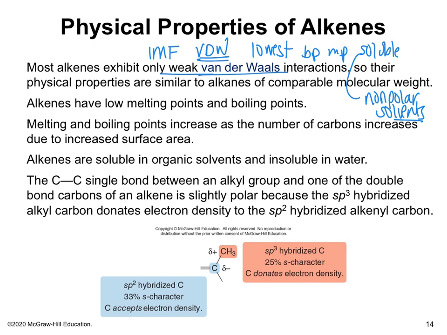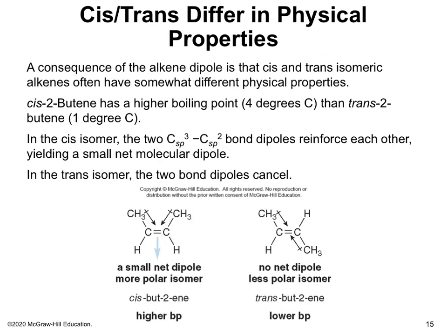Boiling points and melting points will increase with the number of carbons, because as the molecular weight increases, the van der Waals interactions increase. Cis and trans differ in physical properties. Okay, so this was one of your quiz questions, and you're going to come up with it.